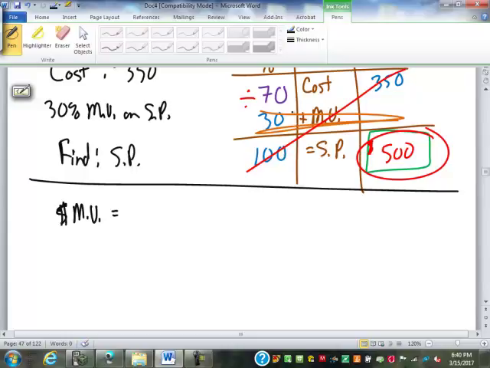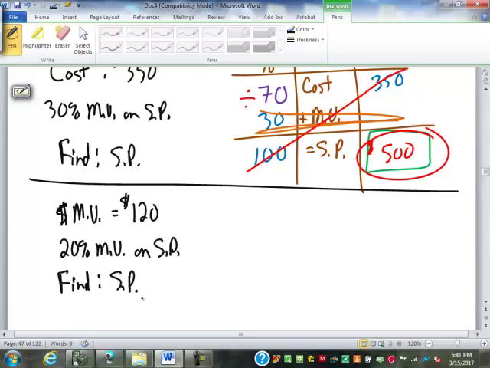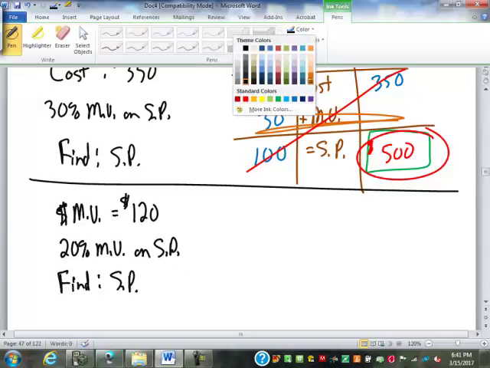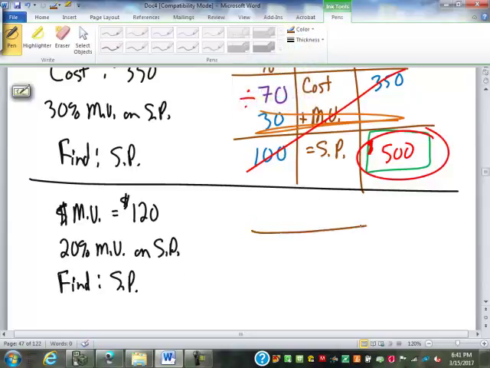So if our dollar markup is $120, there's a 20% markup on selling price. Find the selling price. Once again, I'm going to write it down slowly to give you a chance to try to get ahead of me.